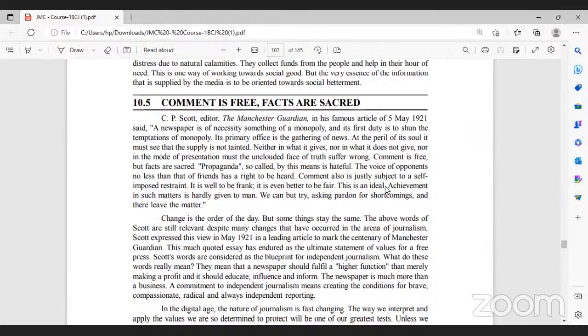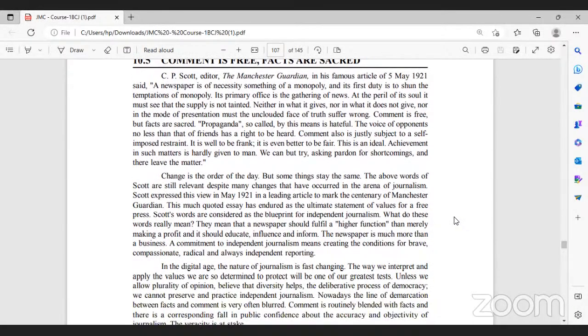So comment also is justly subject to a self-imposed restraint. It needs to be frank enough. It is better to be fair enough, which we have been continuously talking about, right? So this is an ideal that, as journalism or as journalists, we have to follow. Achievement in such matters is hardly given to a man, and there can always be shortcomings, but we have to see that the truth shouldn't suffer whatsoever your way of working may be.